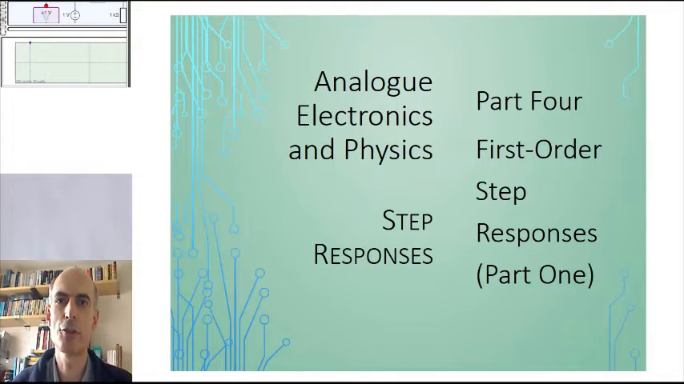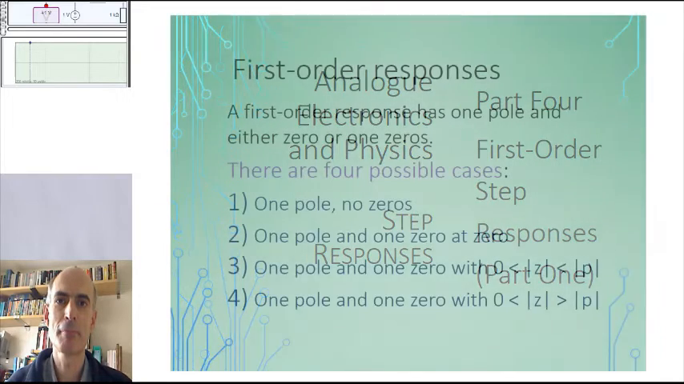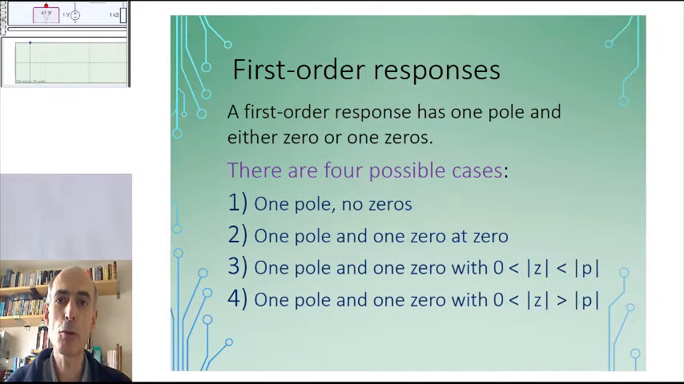This time we're going to start looking at some real step responses of real circuits, which are not immediately obvious to work out. But we'll start with some simple ones, just first order systems. That's systems with one pole in their frequency response. Now there are four different cases to consider.